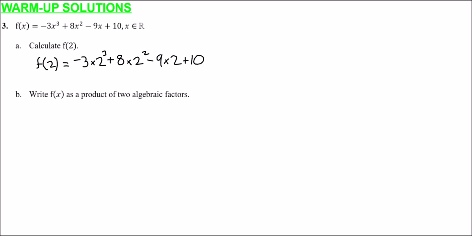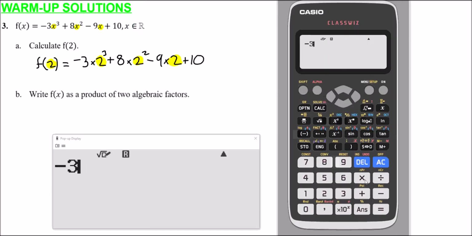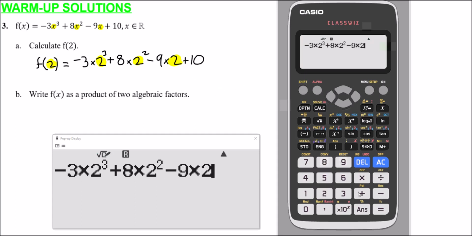So let's just see what this gives us using, of course, the calculator. So all we're doing here, just to say again, is we're replacing x, we're substituting in for x the value of 2. So if we try this now on our calculators, minus 3 times 2 cubed plus 8 multiplied by 2 squared minus 9 times 2 plus 10. This is going to give us a result of 0.